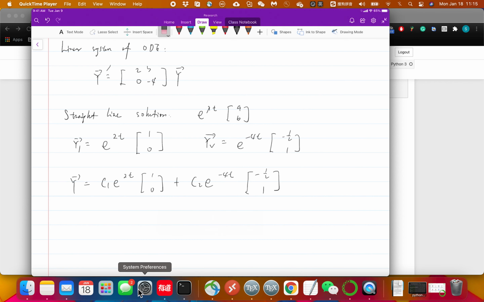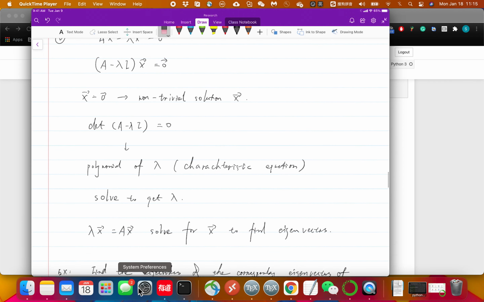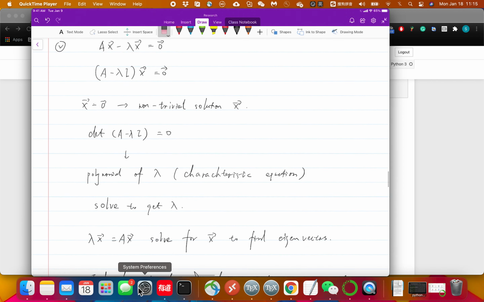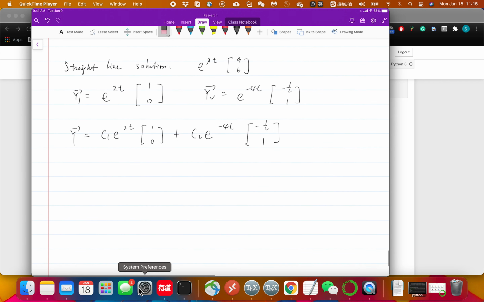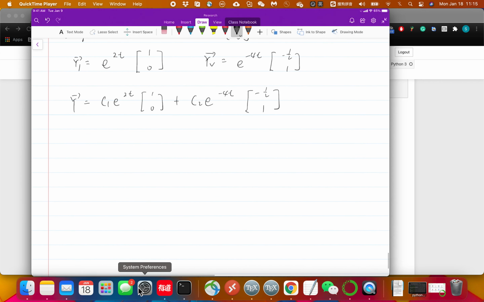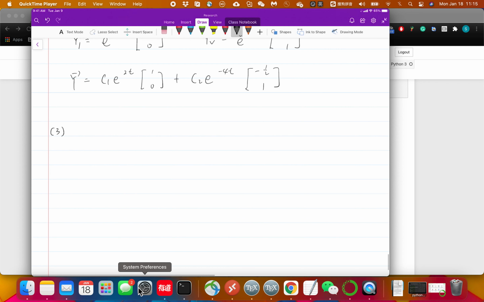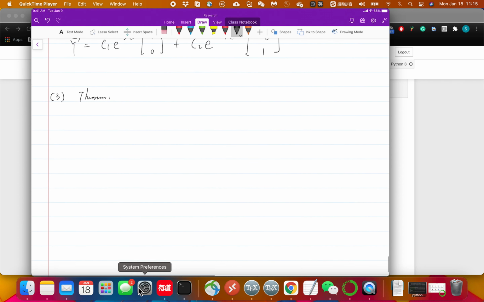Okay, so let me write down the general process, and then we will give you another example. This is number 2, eigenvalue and eigenvectors. So number 3, how do we connect eigenvalue and eigenvectors? We have already done it. Now let's put it into a theorem.